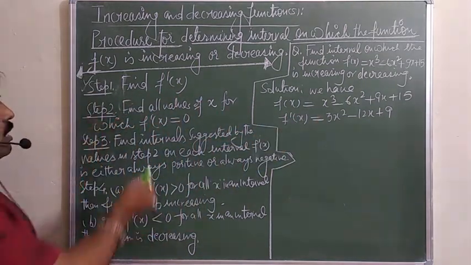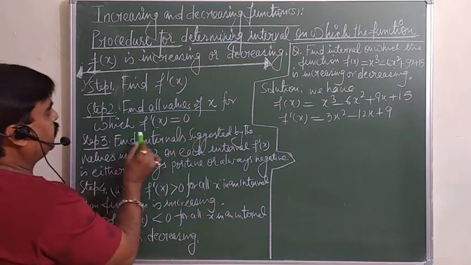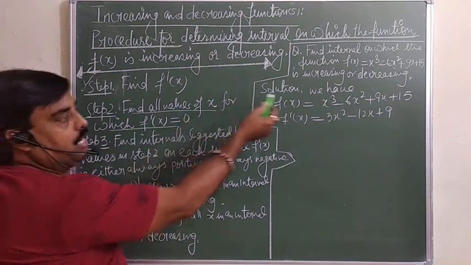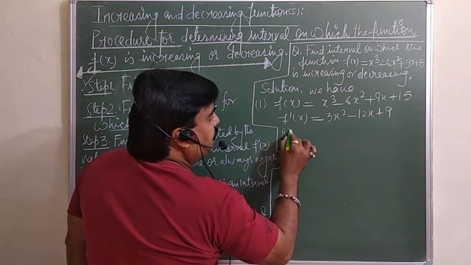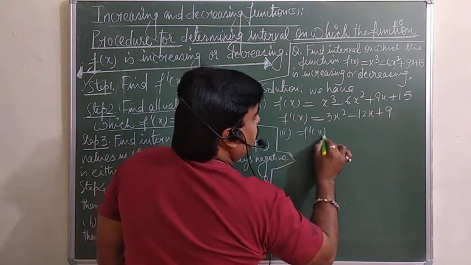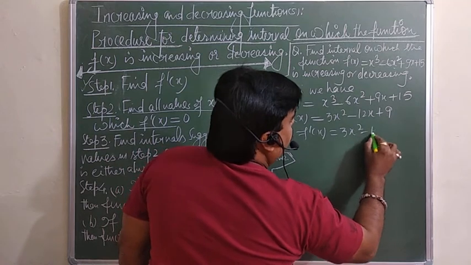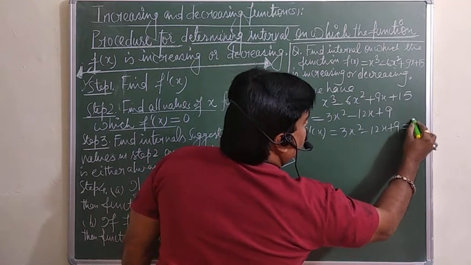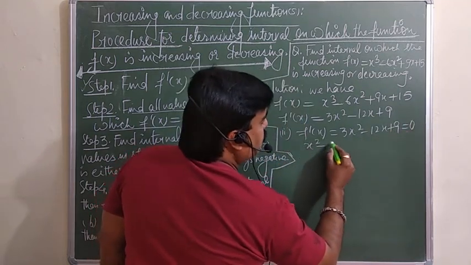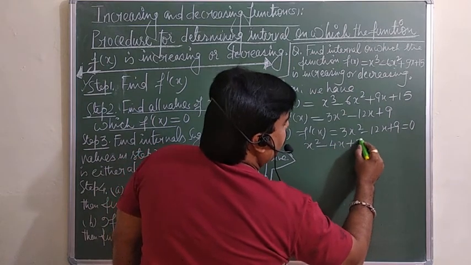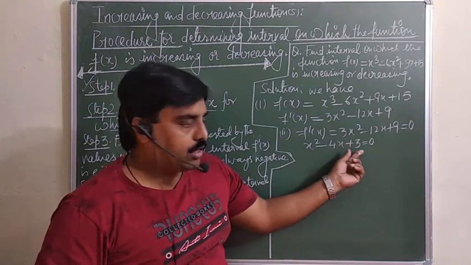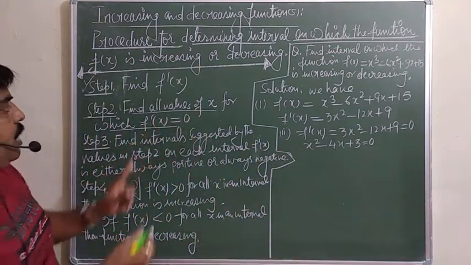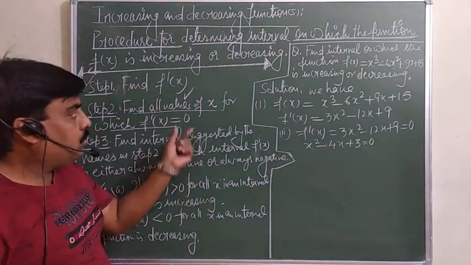Second step में क्या करना है? You have to find all the values of x for which f'(x) = 0. Now in the second step, you must set f'(x), that is 3x^2 - 12x + 9, equal to 0. So dividing by 3, you will get x^2 - 4x + 3. So just make it equal to 0 and you must find all the values of x.